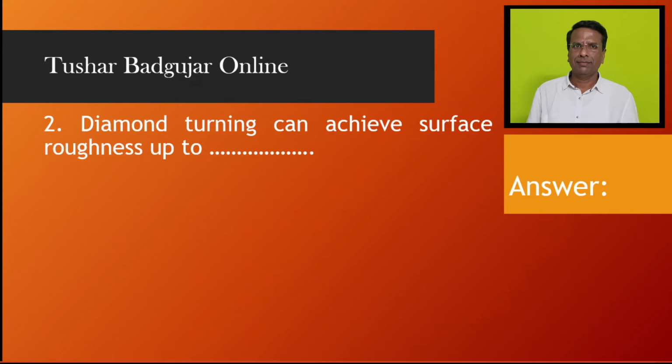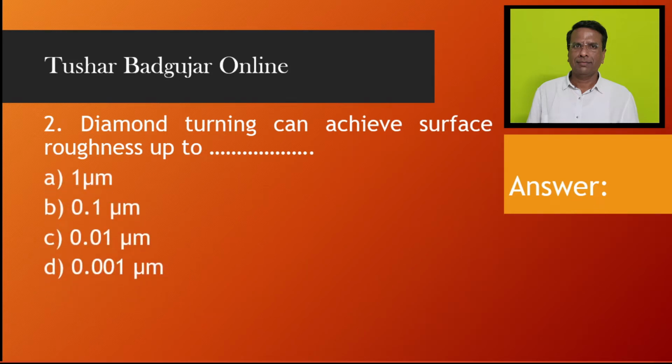Diamond turning can achieve surface roughness up to 1 micron, 0.1 micron, 0.01 micron, 0.001 micron. Guess the answer. And the answer is D, 0.001 micron.